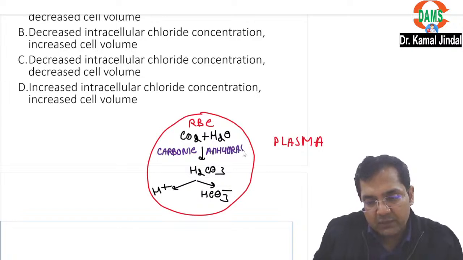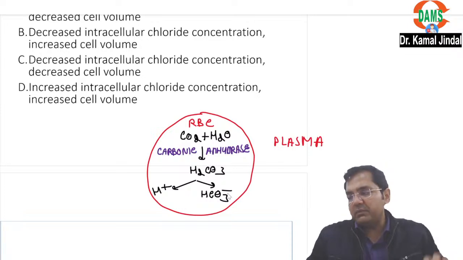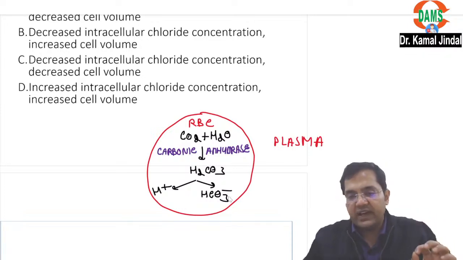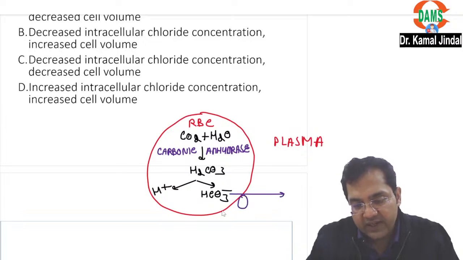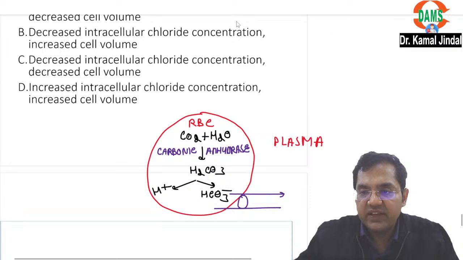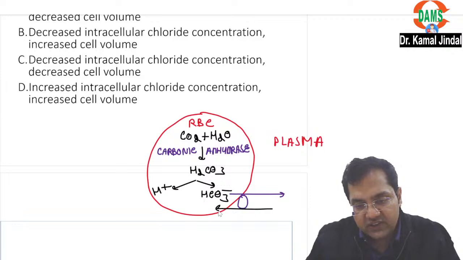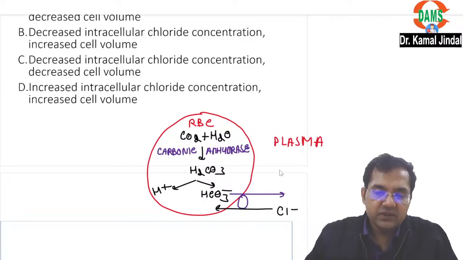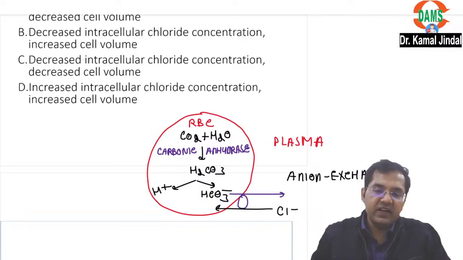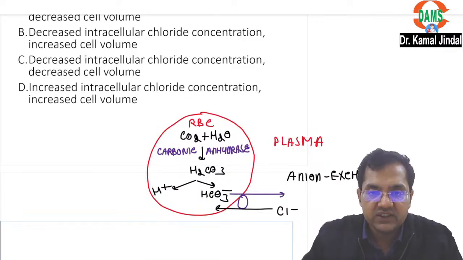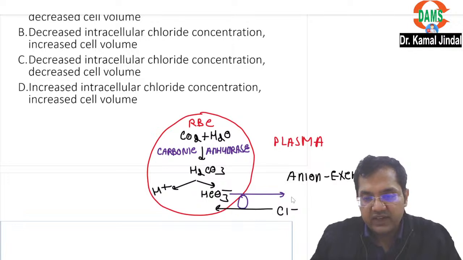Now once I have produced HCO3, remember bicarbonate is an osmotically active particle. But this doesn't remain here. It goes out, and in return another negatively charged ion comes in. This other negatively charged ion is chloride. This is famously called anion exchange, a mutual exchange of anions based on their concentration gradient. Bicarbonate is more inside, so it is going outside. Chloride is more in plasma, so it is coming in.